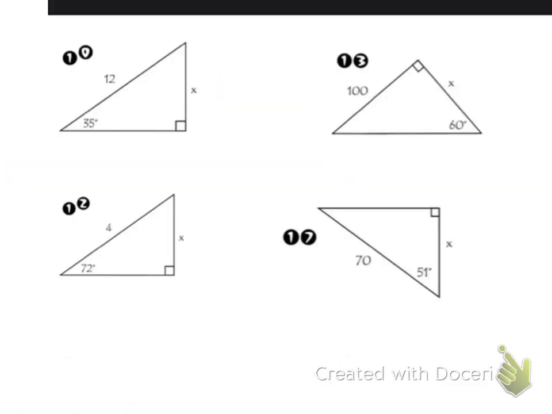All right, number 10. Go ahead and circle your angle. Label your things. Hypotenuse, opposite, adjacent. To pick our trig ratio, we're going to be looking at which ones have information. I have the 12 and the X, so we're going to pick the one that has O and H on it. So O and H is sine.